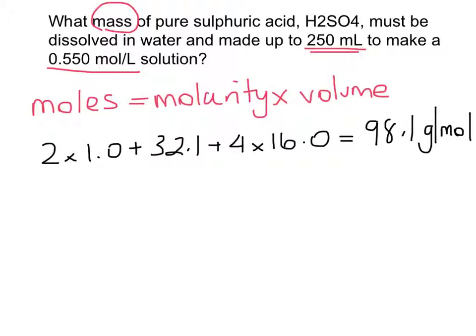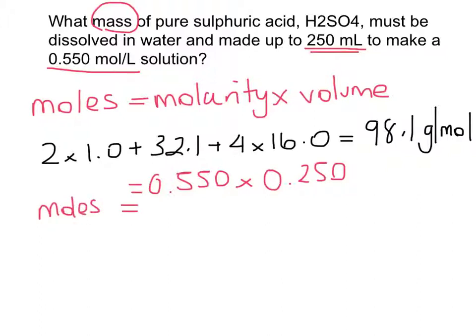So I'm going to go back to the red. So we want to find out our moles. We know our molarity, and our molarity was 0.550, and we want to times that by the volume, and that's our 250 mL. Remember, it needs to be to the litre, so that's 0.250, and that's going to give us the number of moles of, let me just quickly do that in the calculator, 0.138. So that's the number of moles that we have.